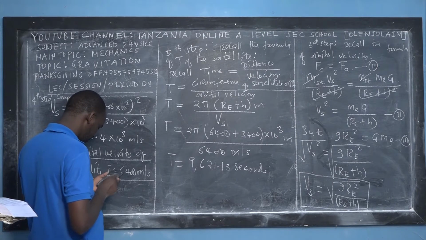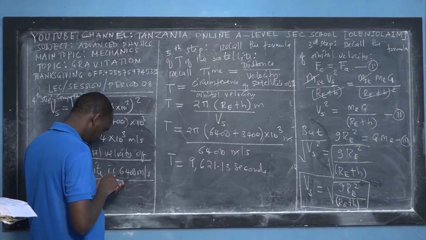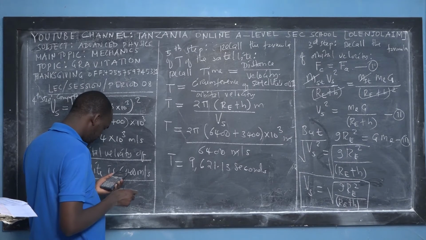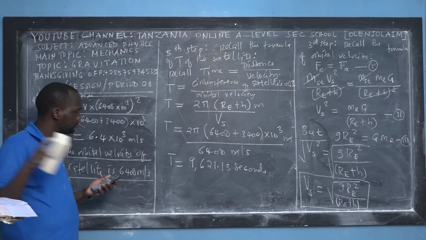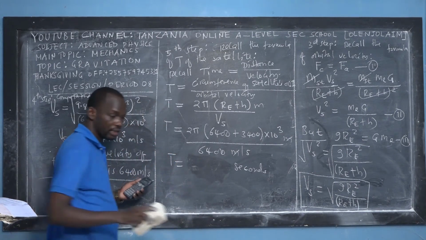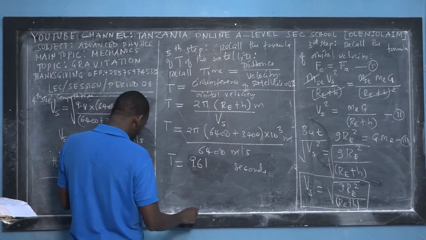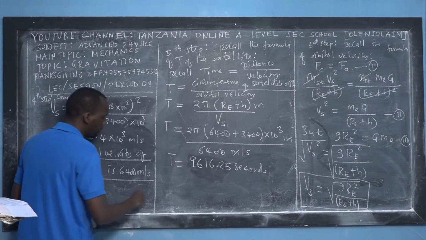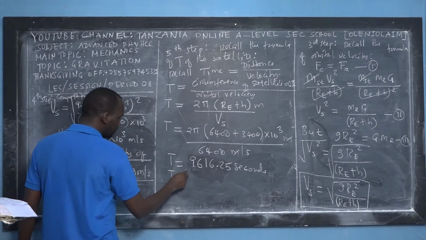6,400 plus 400 times 10 to the power 3 times 2 times 3.14, then divided by 6,400. So it is, yes, it is 9616. Do the minor correction. It is 9616.25.